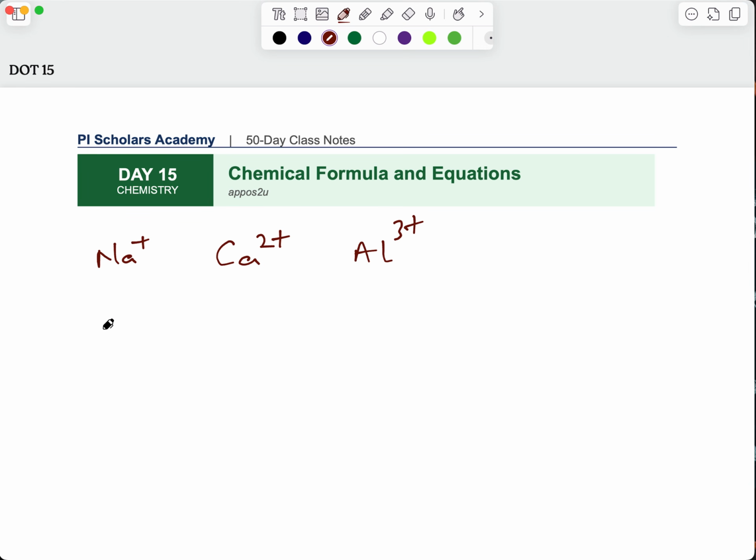We have the negative ones as well. We have Cl minus. We have the O2 minus. I think I'm just going to limit it to that now. But apart from these ions, there are other guys that carry charges that I did not talk about in the last class. These guys are known as radicals.